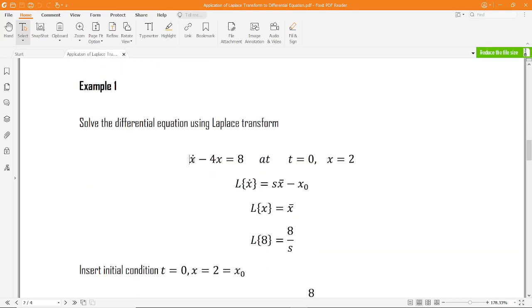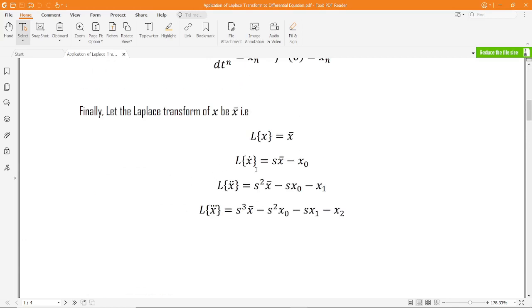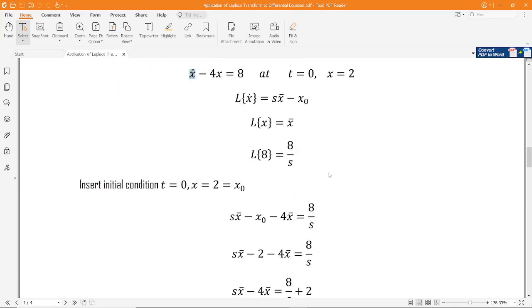Now, given this example, x dot minus 4x equals 8. We know that this is the first derivative of x. And when we go to our standard, which is what we have discussed here, the Laplace transform of x dot is s x bar minus x naught. And for x it is x bar. And for a constant, it is that constant over s from the standard transform table that we have before. This is where we got this from. And I say again that you should not make the mistake of transforming this 4 as a constant itself, because it has the x factor in this case.